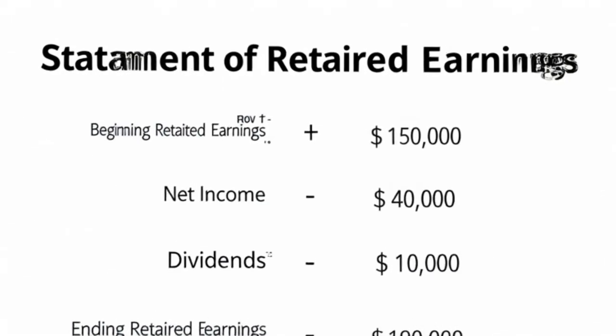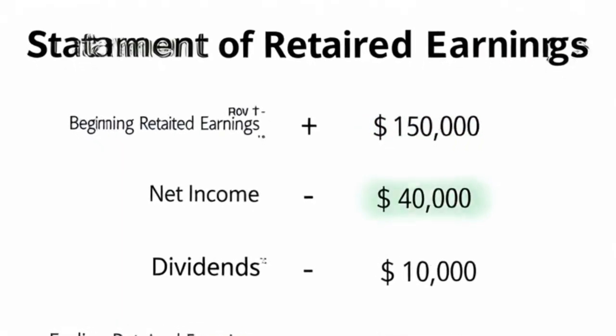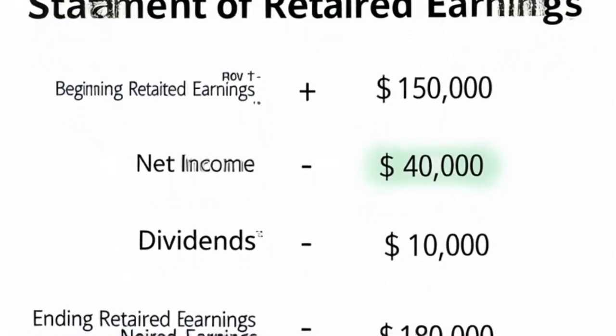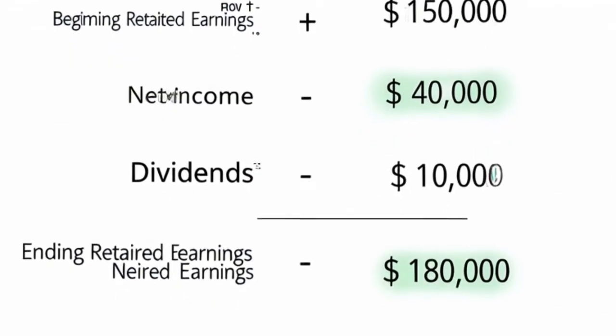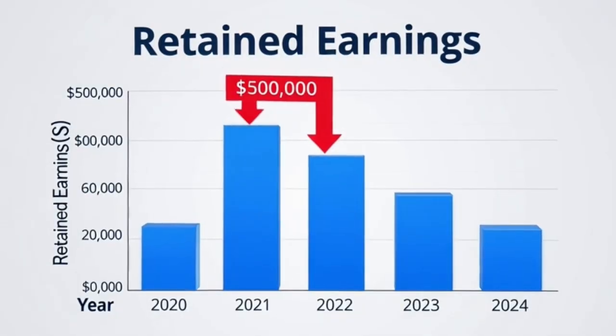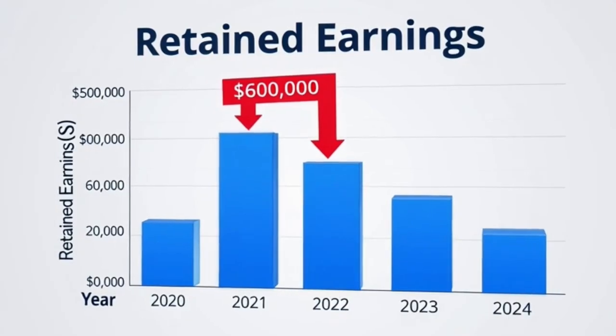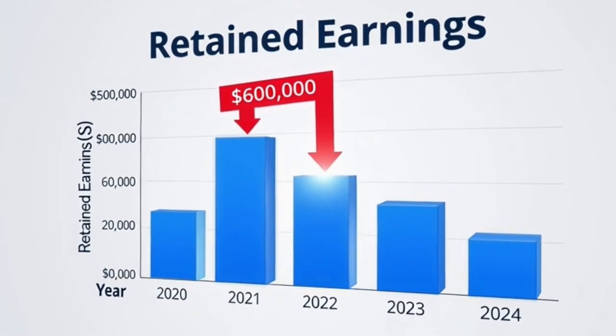The statement of retained earnings explains how the retained earnings balance changes during the accounting period. It starts with the beginning balance, adds net income, and subtracts dividends to find the ending balance. Dividends represent the distribution of profits to shareholders and reduce the retained earnings balance of a company.